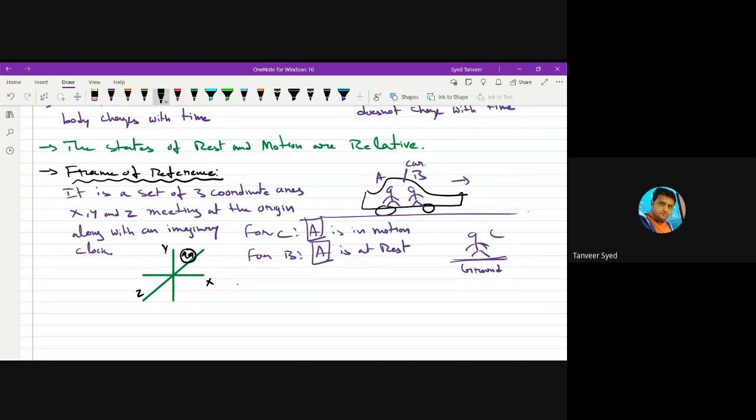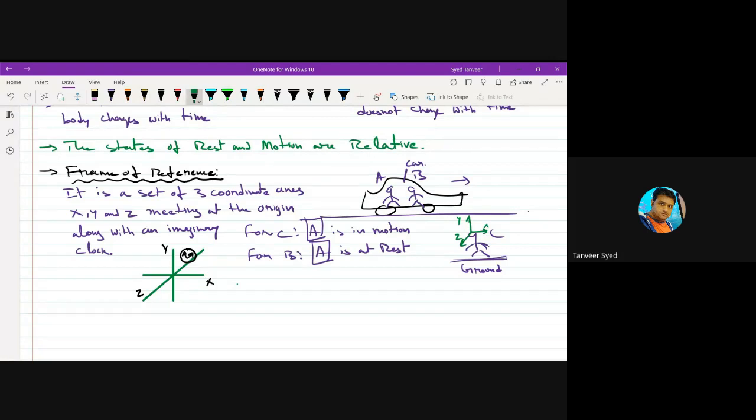And again, coming back to this example, if C is observing the motion of A, then this frame of reference, the XYZ axes, you imagine that this frame of reference is attached over the head of C. This is the x-axis, this is the y-axis, this is the z-axis. From this frame of reference, C is observing A, and this frame of reference is fixed, it is stationary, and A is moving. So person C sees that the position of A changes with respect to time.